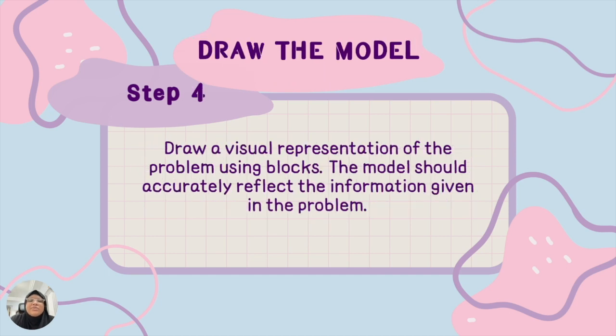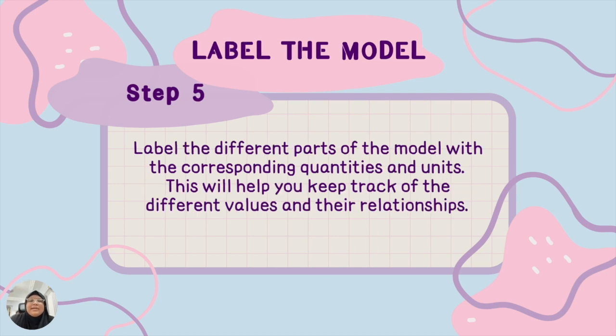Okay, so once we draw the model, the visual representation of the problem, we will then proceed to label. I know students nowadays like to take shortcuts. After they draw the model, they just draw like two rectangles, and that's it. But drawing those rectangles is not enough. They will need to be able to label the different parts of the model with the corresponding quantities and units. This will help to keep track of the different values and the relationships.